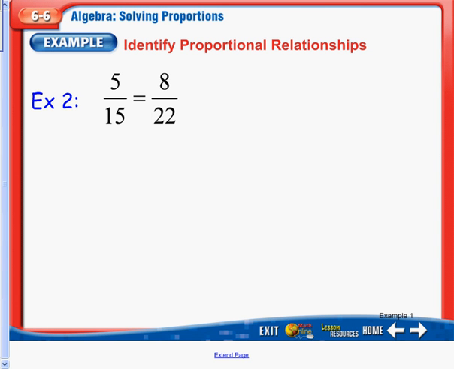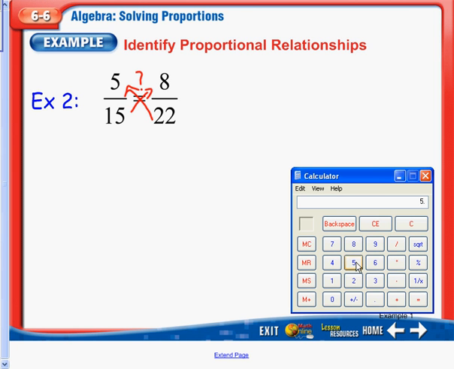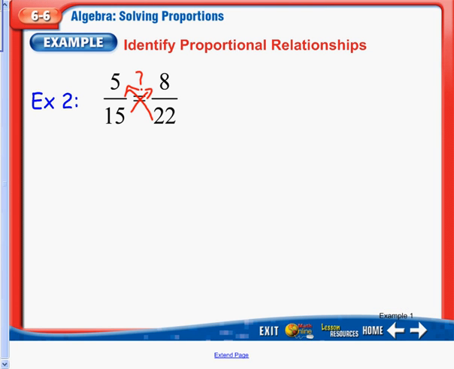So now we're identifying proportional relationships. Now they're saying it's 5/15 equal to 8/22. This is actually a question. Is it proportional? So we're going to have to cross multiply here. 22 times 5, you can use a calculator on this as well, should get us 110. So we have 110 on top over here. 15 times 8 is going to be 120.